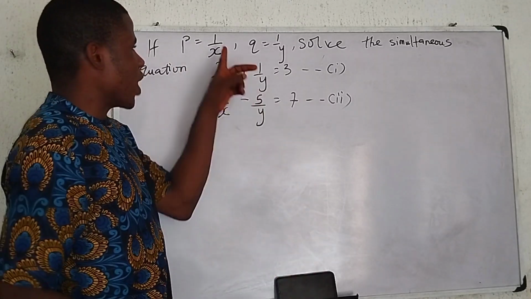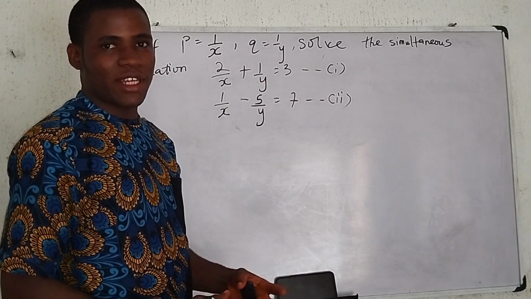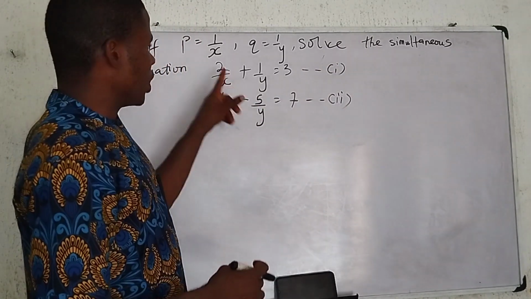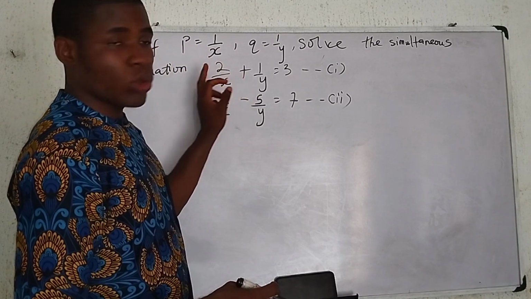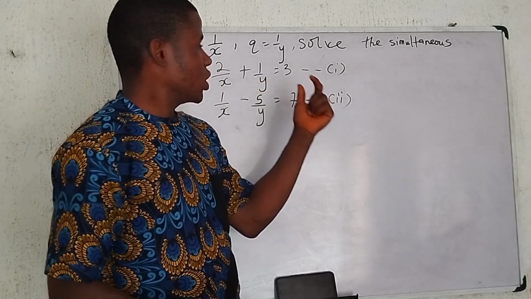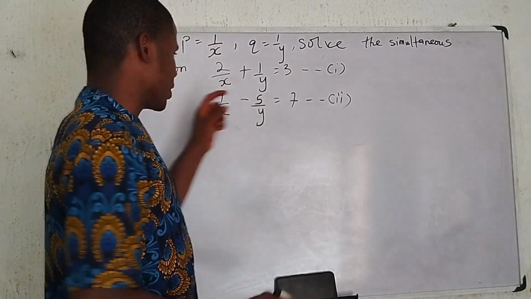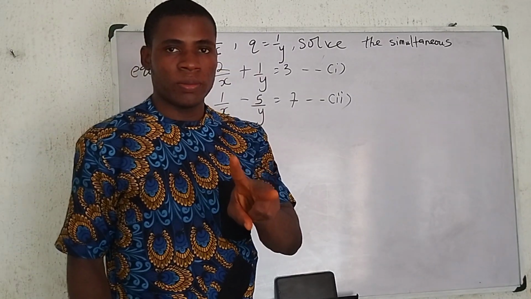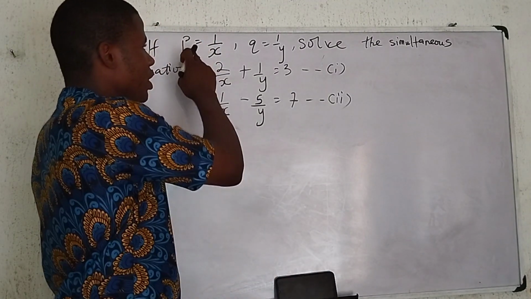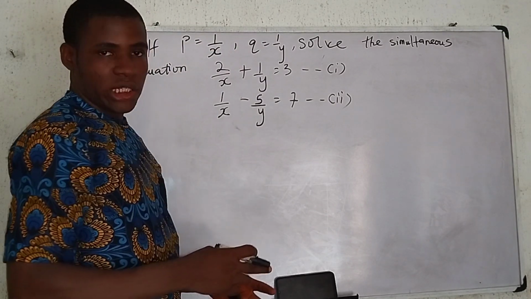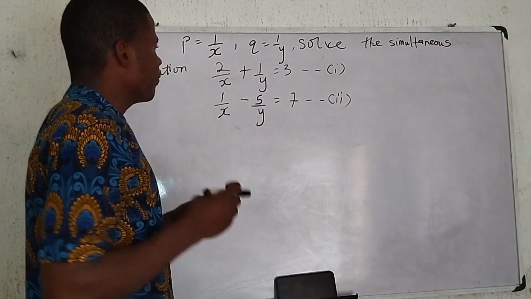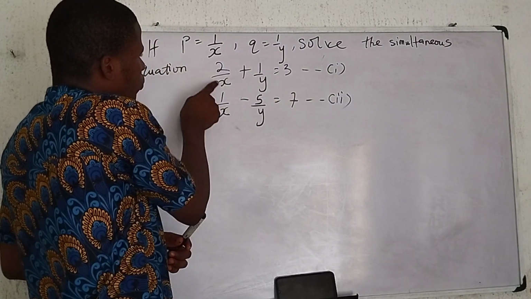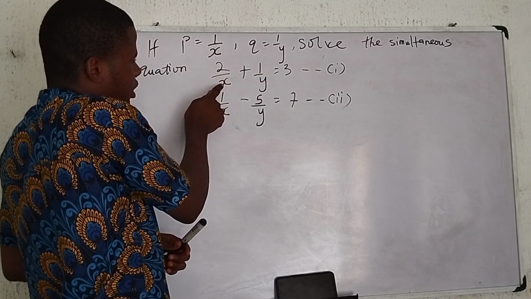If P is equal to 1 over X and Q is equal to 1 over Y, we have to solve the simultaneous equations. Equation 1: 2 over x plus 1 over y equals 3. Equation 2: 1 over x minus 5 over y equals 7. Now they told us that P is the inverse of what? X. And Q is the inverse of what? Y.